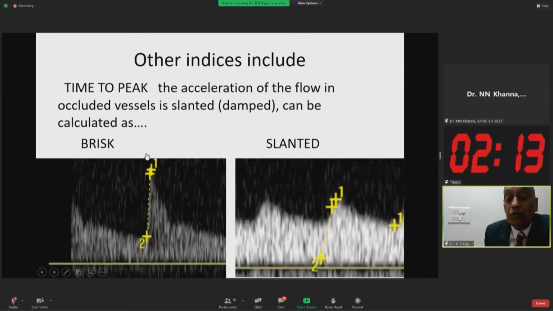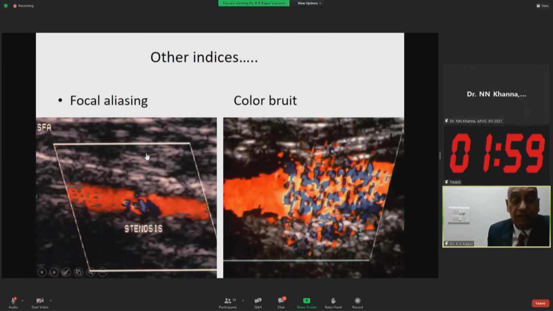And what you also get is a slanted appearance, that is a slow acceleration, with the acceleration time being more than 100 milliseconds as compared to the brisk acceleration that you get in non-critical blocks. Other findings could include color aliasing, which is a focal narrowing, but sometimes due to the vibration of the soft tissue due to turbulence, you can get a color bruit.